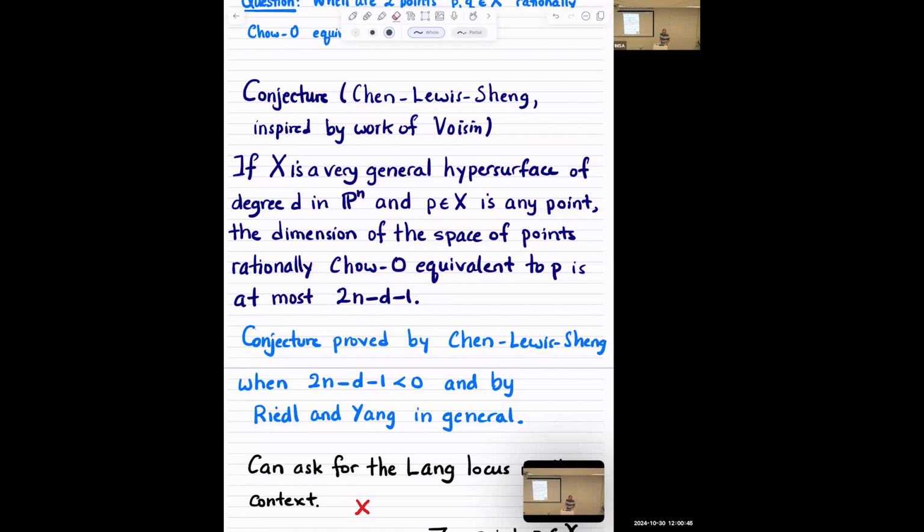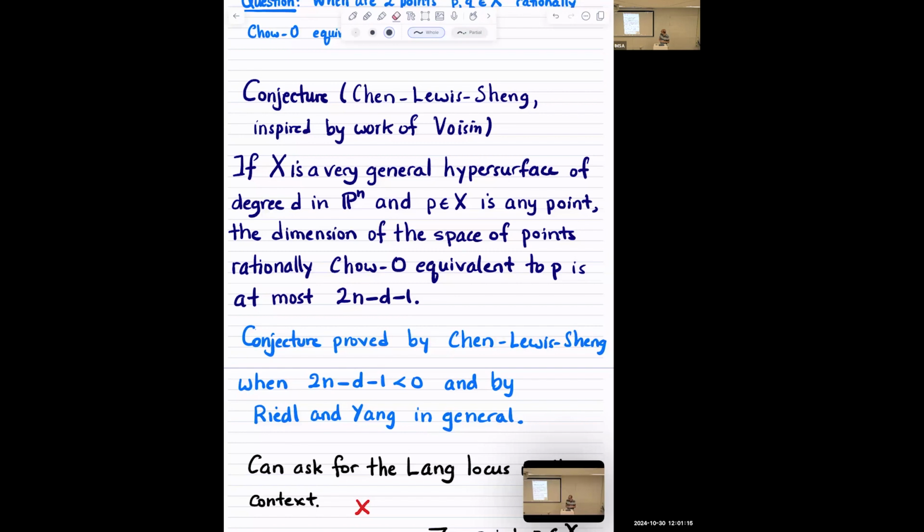And it says the following: if X is a very general hypersurface of degree D in P^n, and P is any point, then the dimension of the space of points rationally Chow zero equivalent to P is at most 2n minus D minus 1. This conjecture was proved by Chen, Lewis, Sheng when 2n minus D minus 1 is less than 0, and by Riedl and Yang in general.